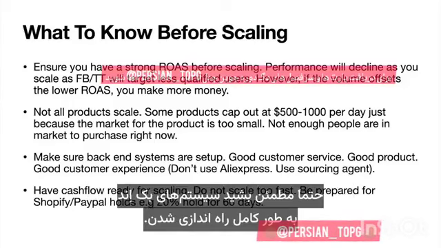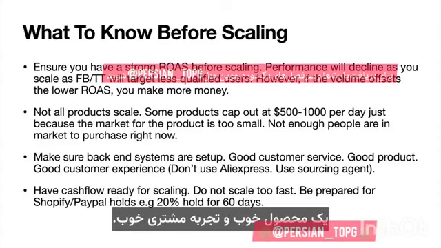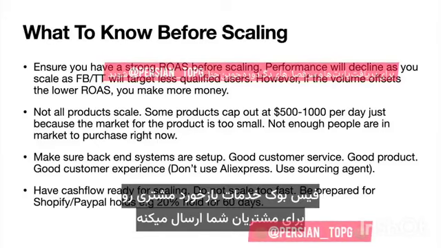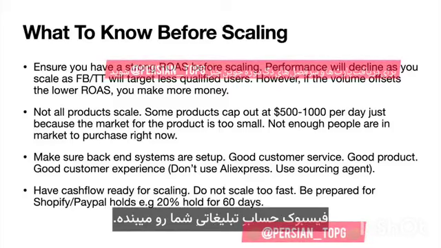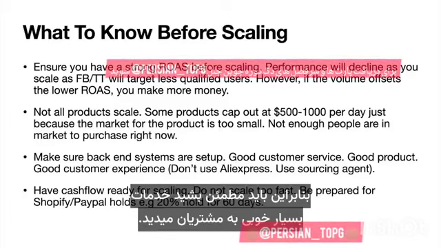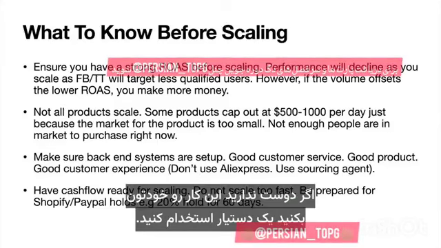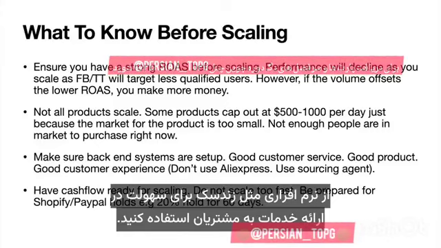Next, make sure the backend systems are fully set up. Make sure you have good customer service, a good product, and a good customer experience. When you're scaling, Facebook will start sending customer feedback surveys to your customers. And if you get poor customer feedback, Facebook will ban your ad account. So you need to make sure that you have very good customer service. Make sure you reply to every email within 12 hours. If you don't want to do this yourself, hire a VA. Use a software such as Zendesk to make the customer service easier.